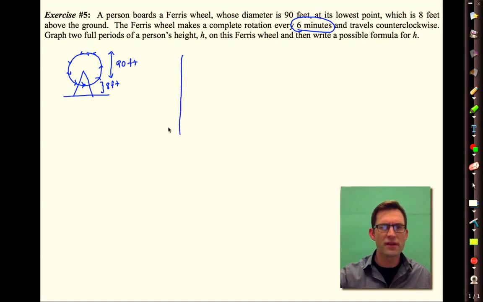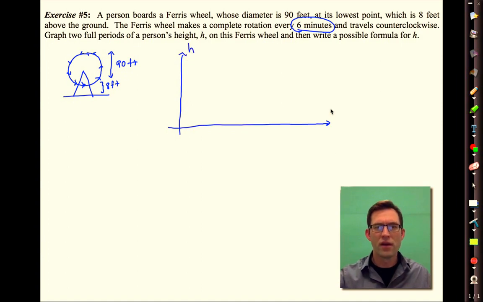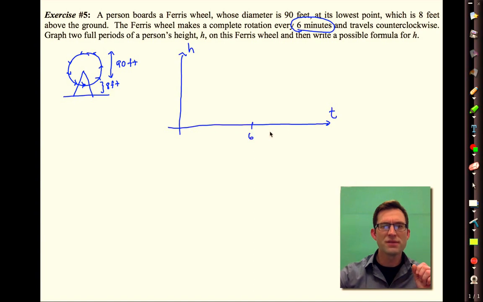Let's see what it looks like. All right, my height above the ground versus time. We know it's going to finish in 6 minutes, so what do we need? 2 full periods? Yep, let's go to 12. I know I get on 8 feet above the ground. I know after 3 minutes I have to be at the top. The top is going to be 90 plus 8, which is 98.